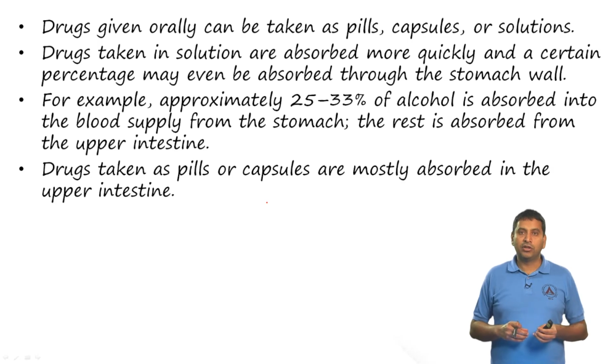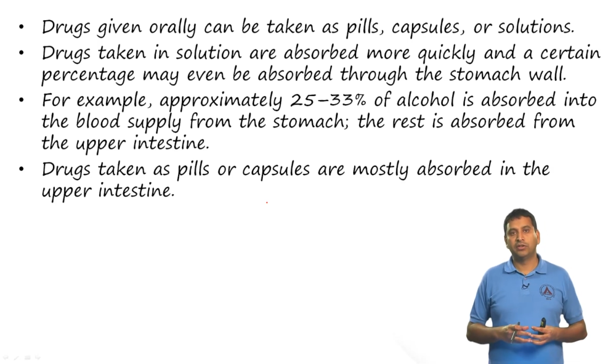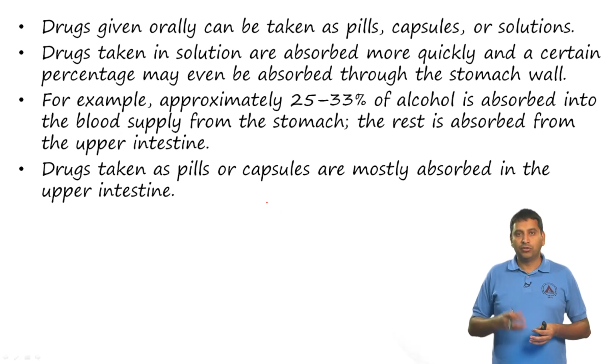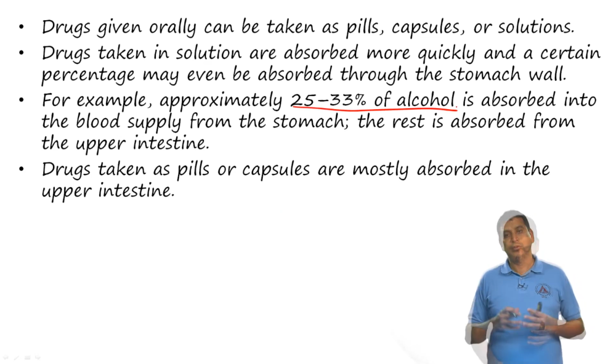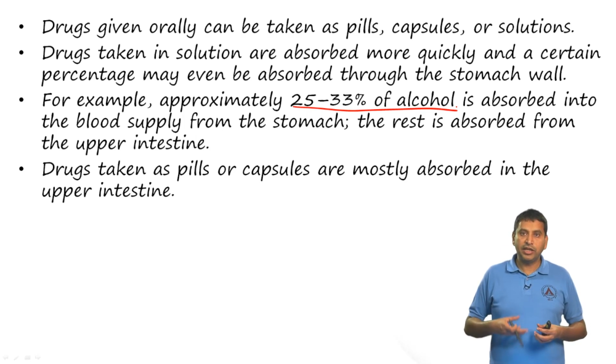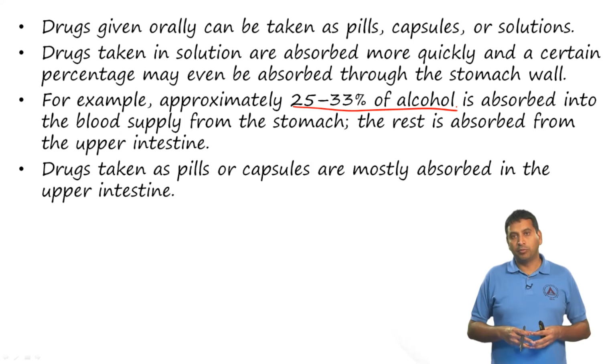Drugs taken in solution are absorbed more quickly and a certain percentage may even be absorbed through the stomach wall. An example is alcohol. About 25 to 33% of alcohol is absorbed into the blood supply from the stomach. The rest is absorbed from the upper intestine. Drugs taken as pills or capsules are absorbed mainly in the upper intestine.